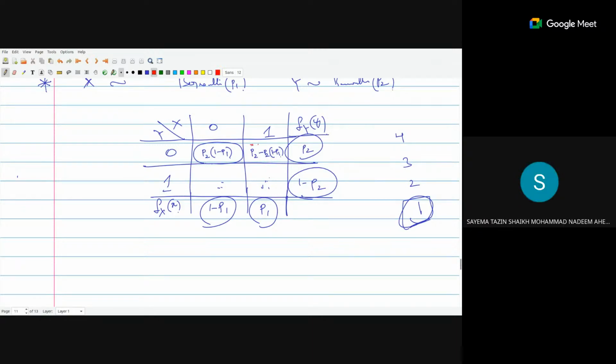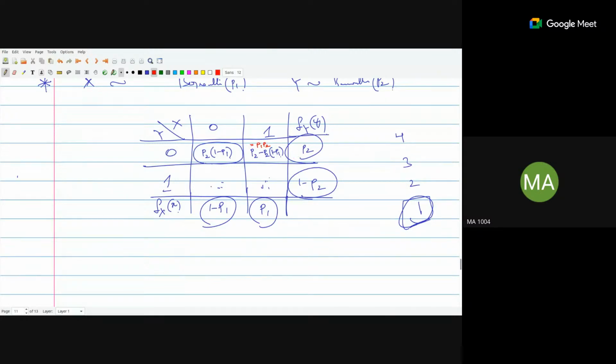P1 only. P2 P1. So, P1 P2. So you just simply see P2 minus P2. P2 and P2 will get cancelled. Minus P2 times minus P1, it will be P1 times P2. So this will be P1 times P2, which satisfies the independence condition.